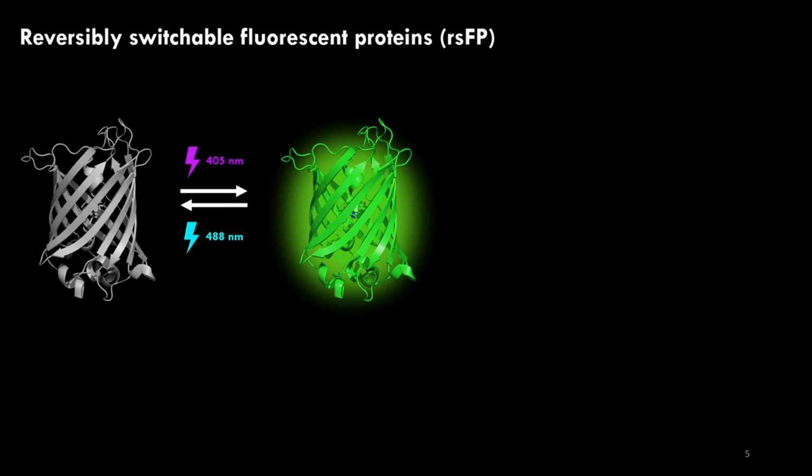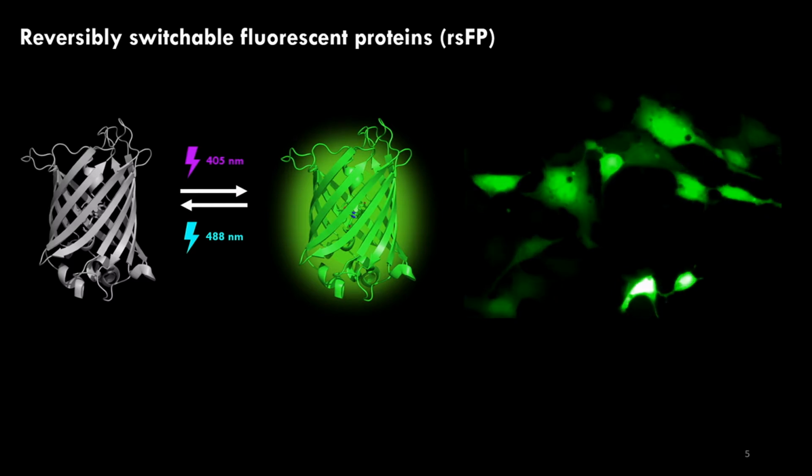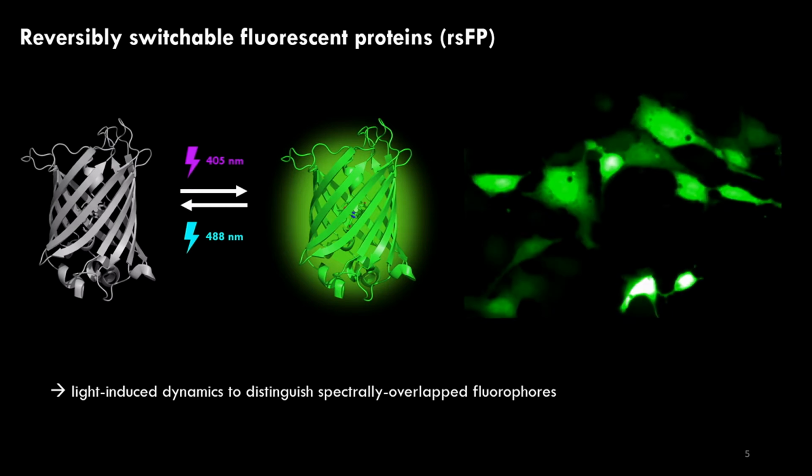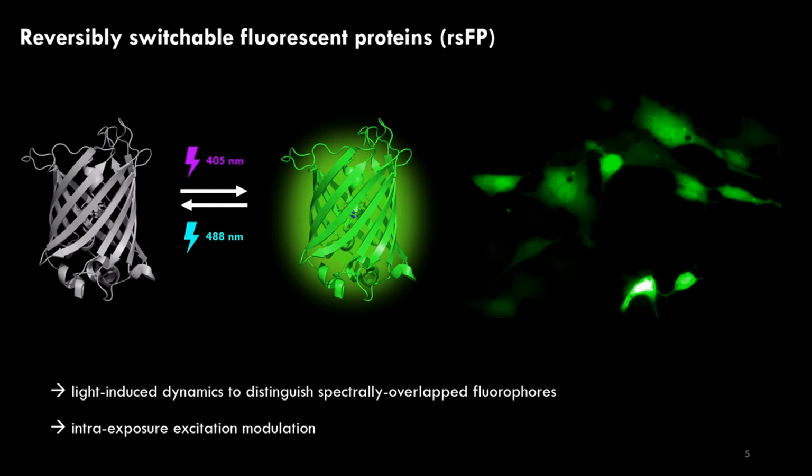So one way to use quick dynamics is to use photochromic probes, which includes reversibly switchable fluorescent proteins, which can be turned on and off by different wavelengths. So we can turn them on with the violet wavelength, and we can make them fluorescent, and we can turn them off with the cyan light, with 488, which looks, for example, like this. These are eukaryotic cells expressing reversibly switchable fluorescent protein. So in our method, we want to distinguish distinct light-induced dynamics of spectrally overlapping fluorophores. So I will show you this for green fluorescent proteins. And actually, we will do intra-exposure excitation modulation. And how does it work?